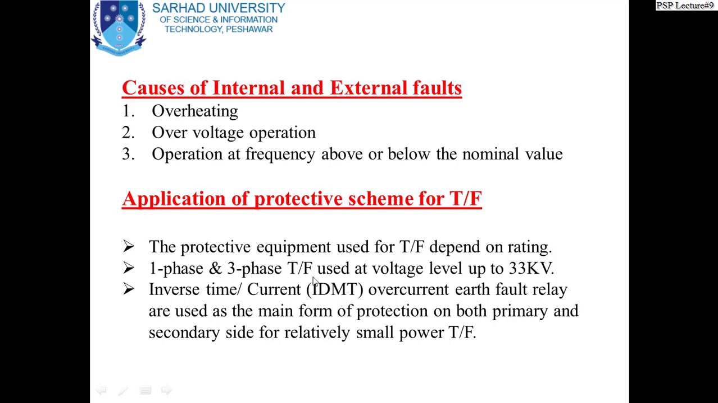Single phase and three phase transformers used at voltage levels up to 33 kV are normally protected by fuses. Now the second category, the middle rating transformers, uses inverse time IDMT overcurrent and earth fault relays. IDMT overcurrent relays are normally used on both primary and secondary side.